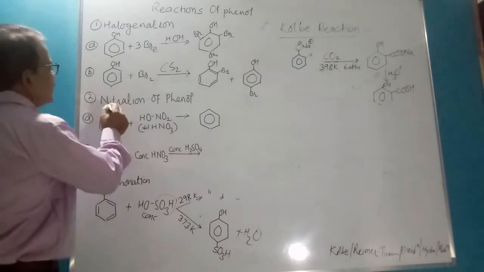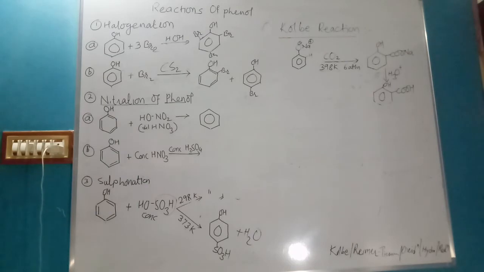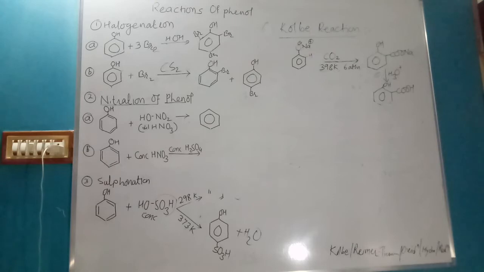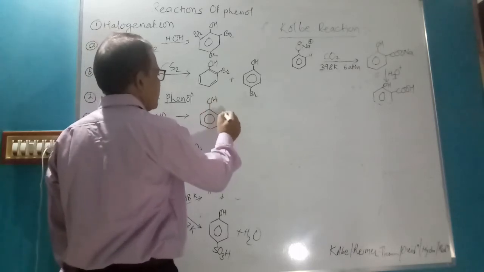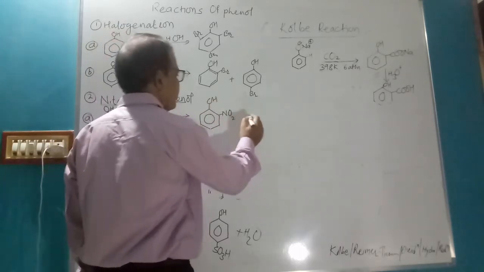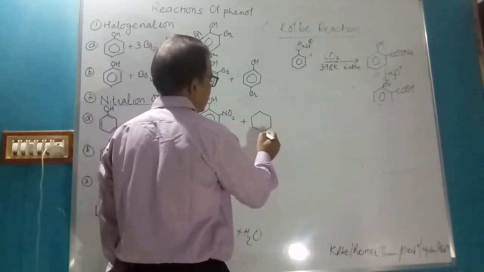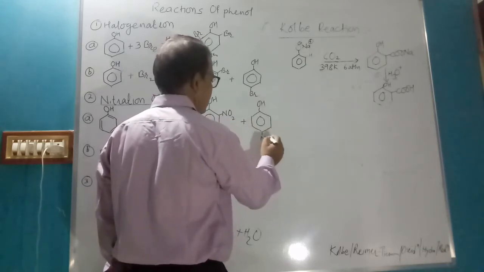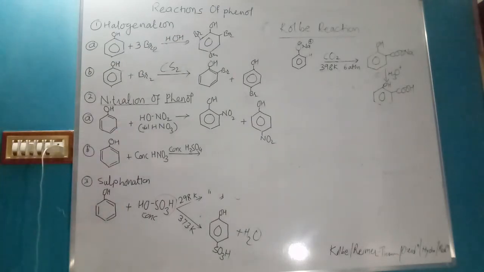Then second reaction is nitration of phenol. Again phenol undergoes two types of nitration. When phenol is treated with dilute nitric acid, nitration takes place at ortho and para position, gives ortho nitrophenol and para nitrophenol, like this. So nitration of phenol with dilute HNO3.